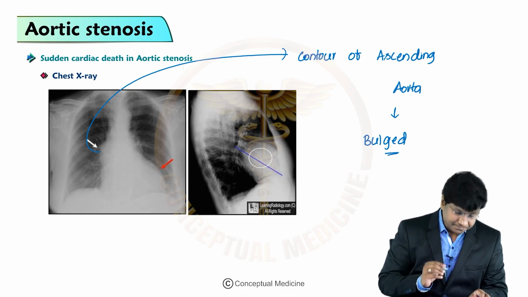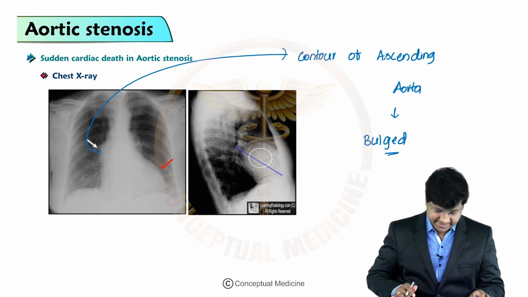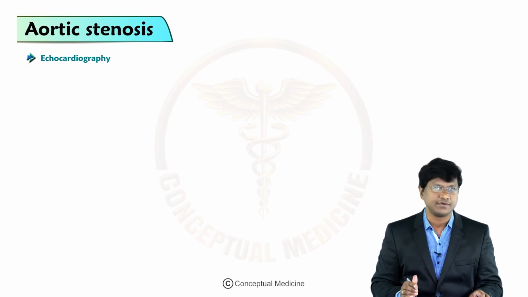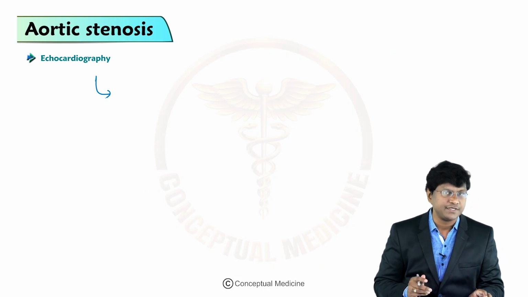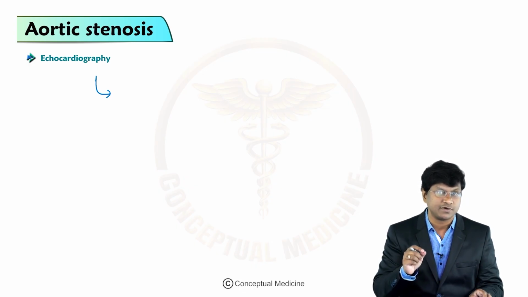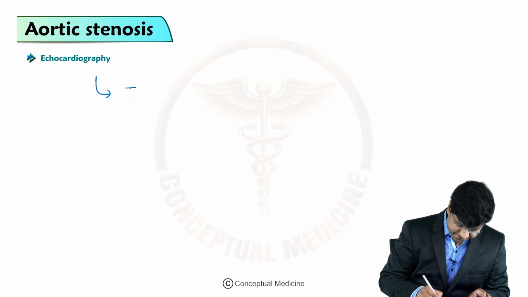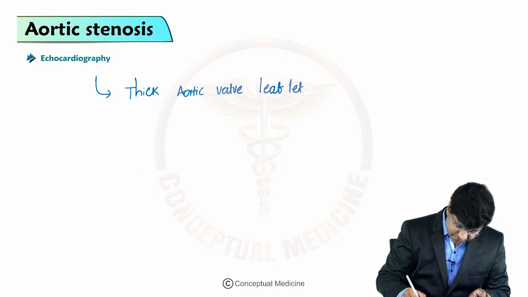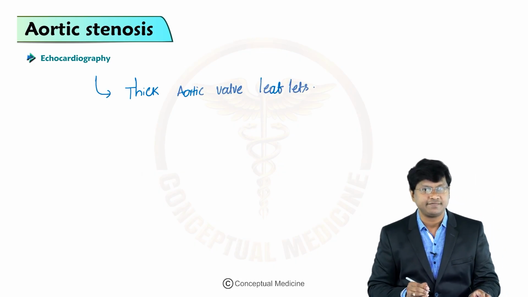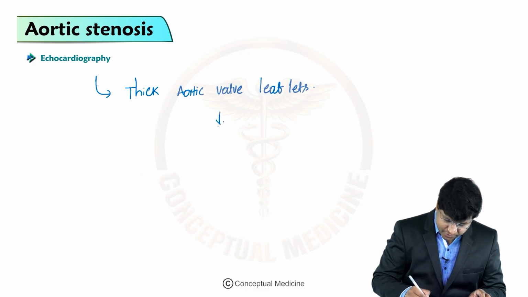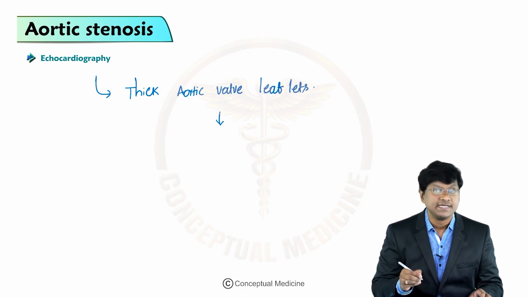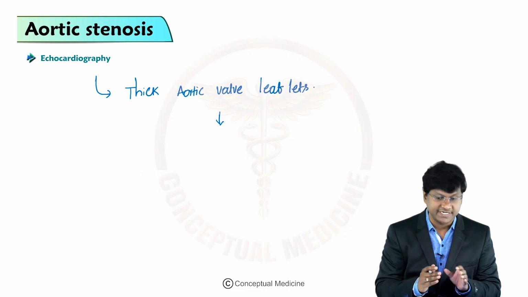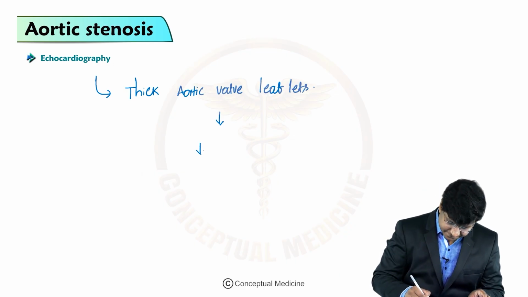Now after having discussed the X-ray, the next important investigation is echocardiography. What can you make out from the echocardiography? That will show you the presence of thick aortic valve leaflets. And these thick aortic valve leaflets will cause decreased excursion, that is, decreased movement of the valve.